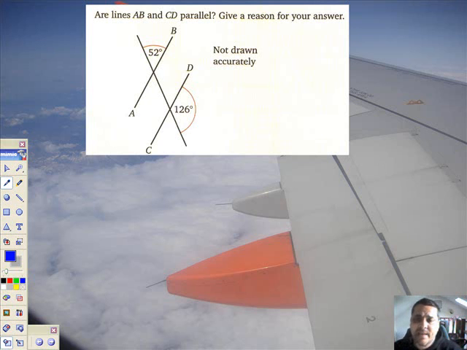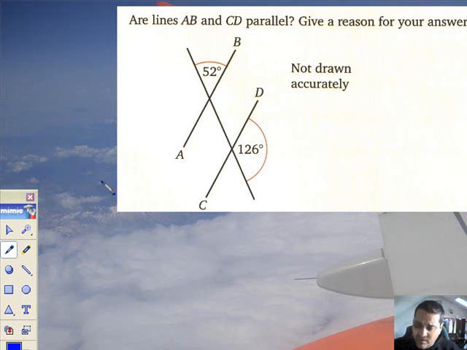Are lines AB and CD parallel? In other words, are you parallel to him? Well, it's not drawn accurately, so you can't go measuring it, and they've not put little arrows there and there to give me a little hint. It's all about calculation. Are they parallel? Well, if they're parallel, this pen would move.